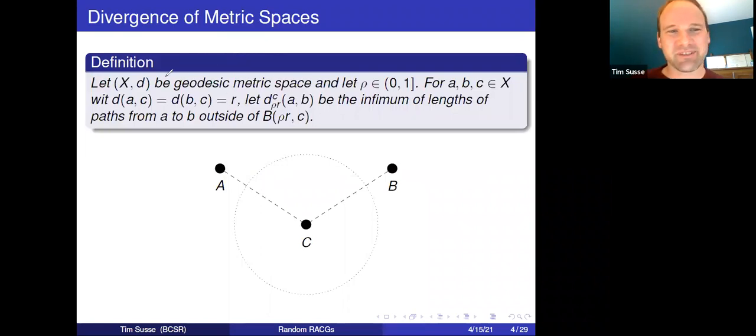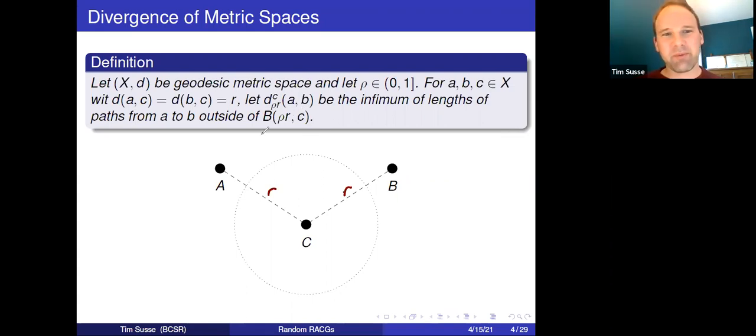We'll do it in 2 steps. So let's start with a geodesic metric space, X. And we'll have a parameter rho that can be anywhere from 0 to 1. So for a triple of points A, B, C in X, where the distance from A to C is R, and the distance from B to C is R, we're going to let this D sub rho, R, C of A, B be what we think of as the avoiding distance.